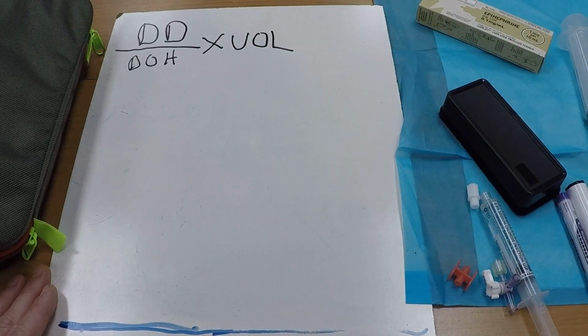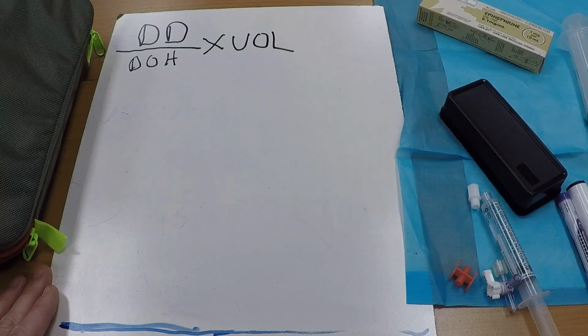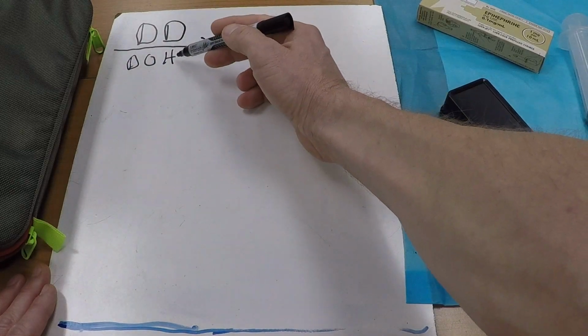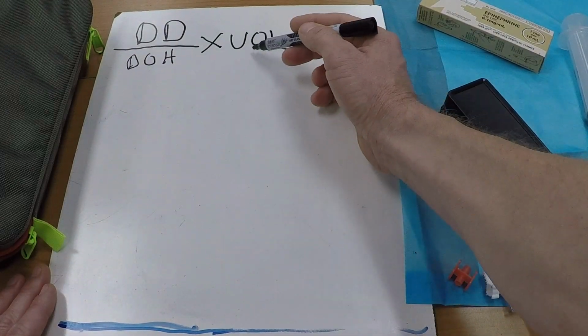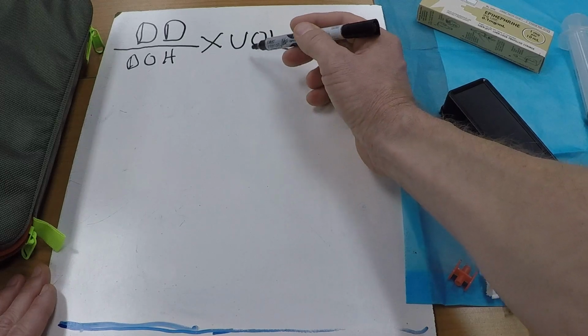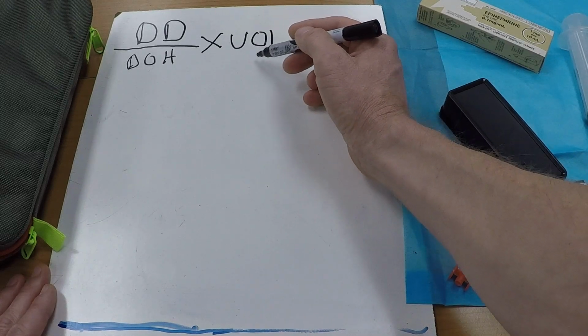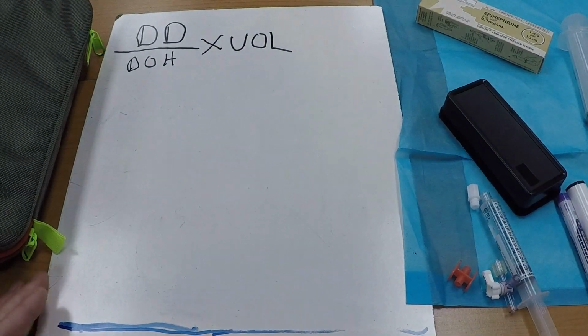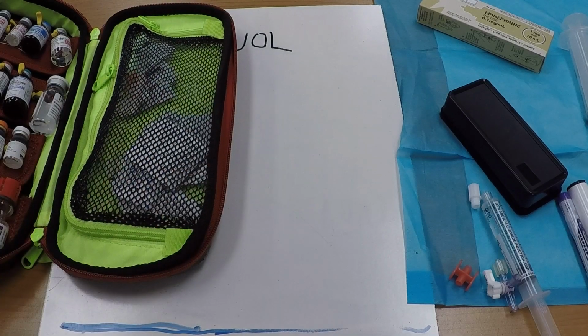The desired dose divided by the dose on hand times the volume of liquid that is in the vial or pre-filled syringe or however the medication is packaged. So we know the desired dose, we know how much medication we have, we know how much volume we have. What we need to do is figure out how much volume it takes to get to our desired dose. So let's get started.